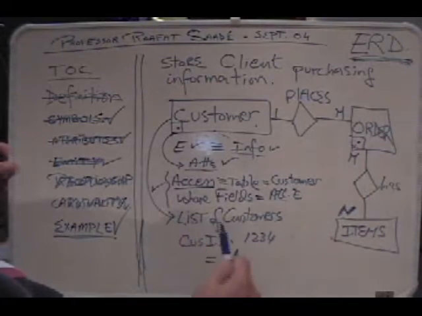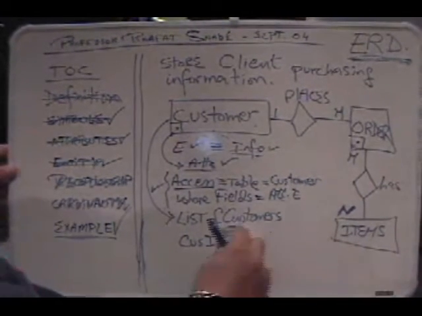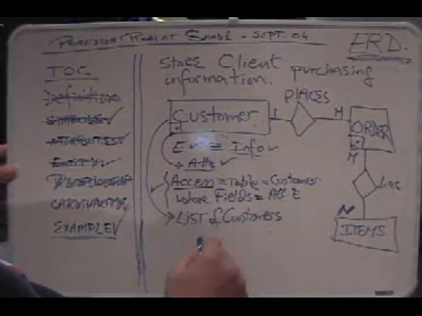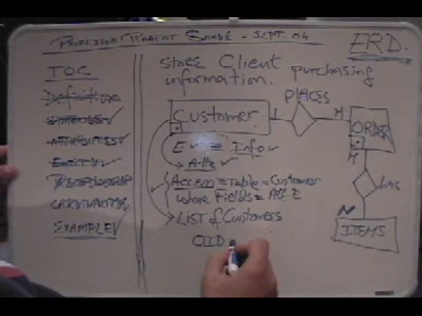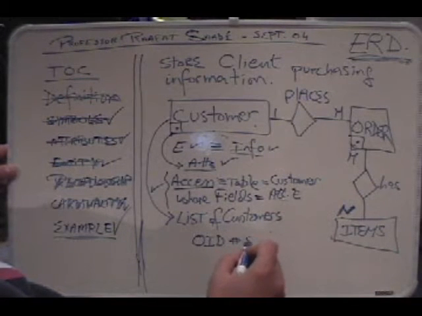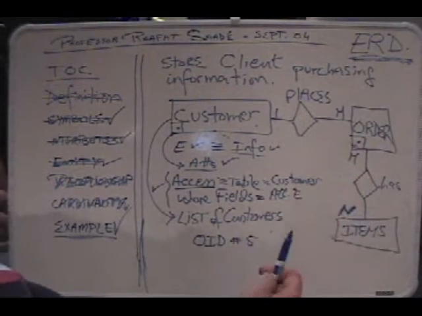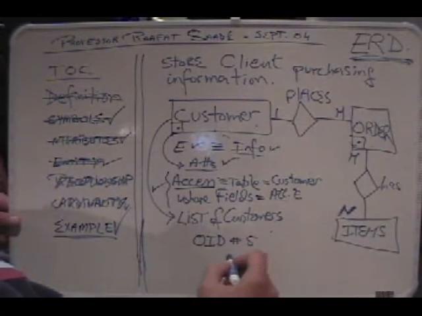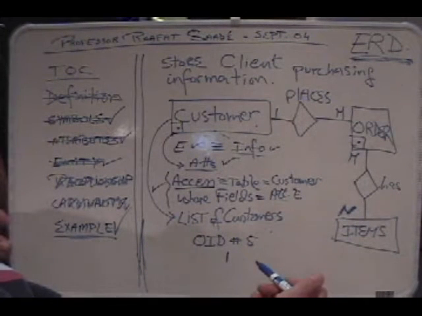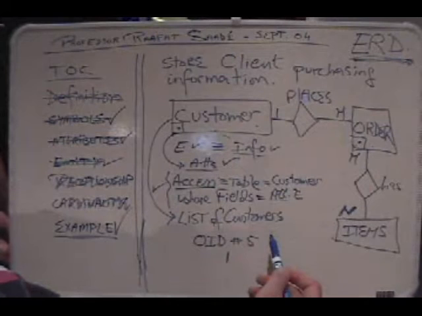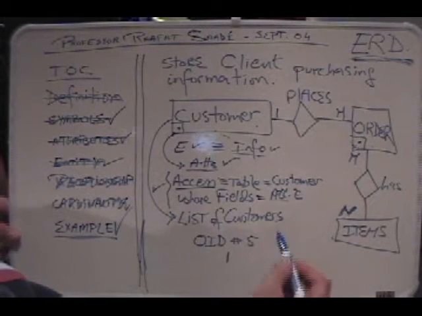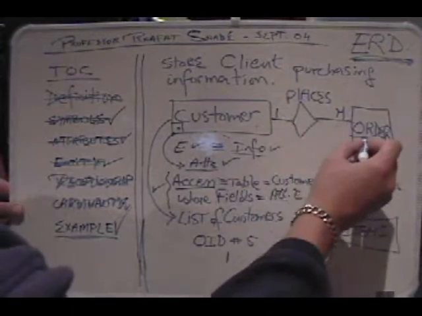Now, if I change this and I ask you the question, for order ID number 5, how many times will it appear in that table in Access? And the answer is 1. Pay attention now. If I am to relate both of these together, how do I relate them? To relate them, I have to add in that table customer ID.